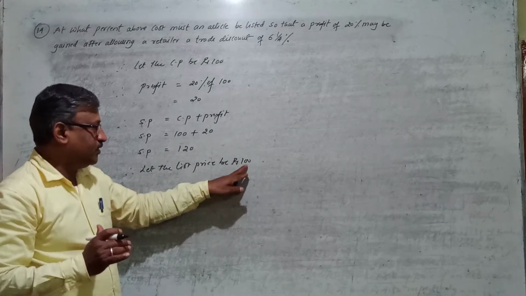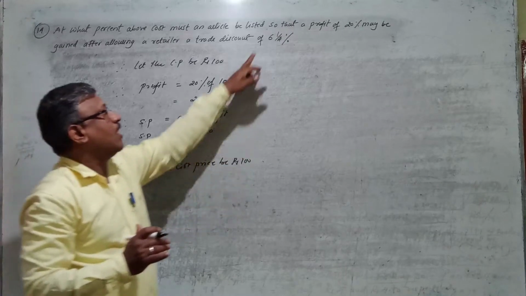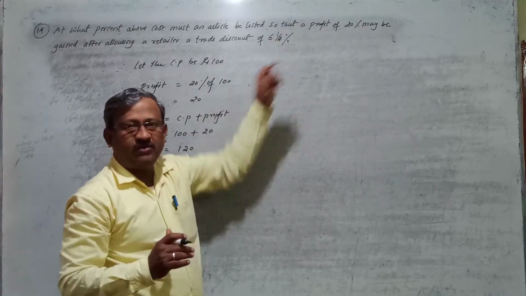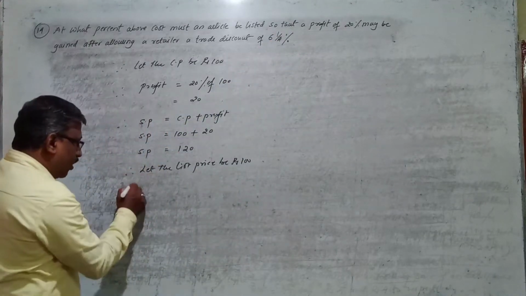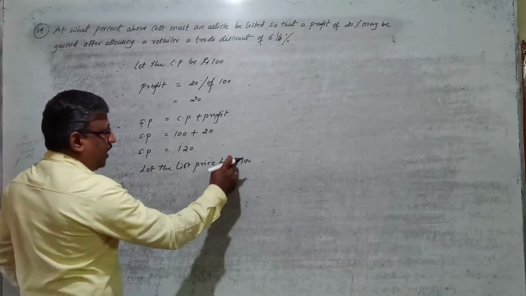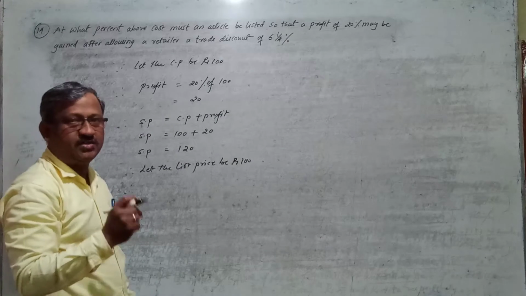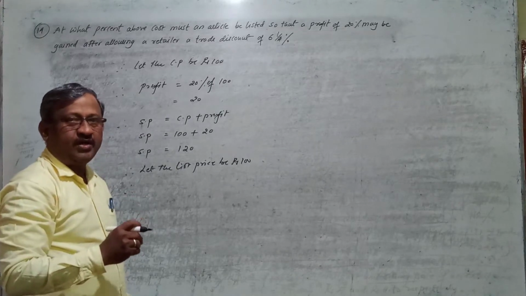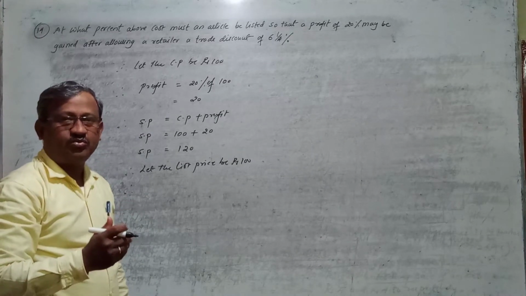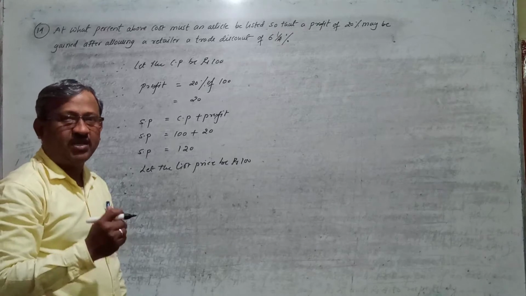Suppose if the list price is 100, on this list price, how much discount he gives? 6 and 1/4%. So if this is the list price, and on this list price, if he is giving 6 and 1/4% discount to his customer, so I can easily determine at what price he has to sell his goods. I can easily determine the selling price.